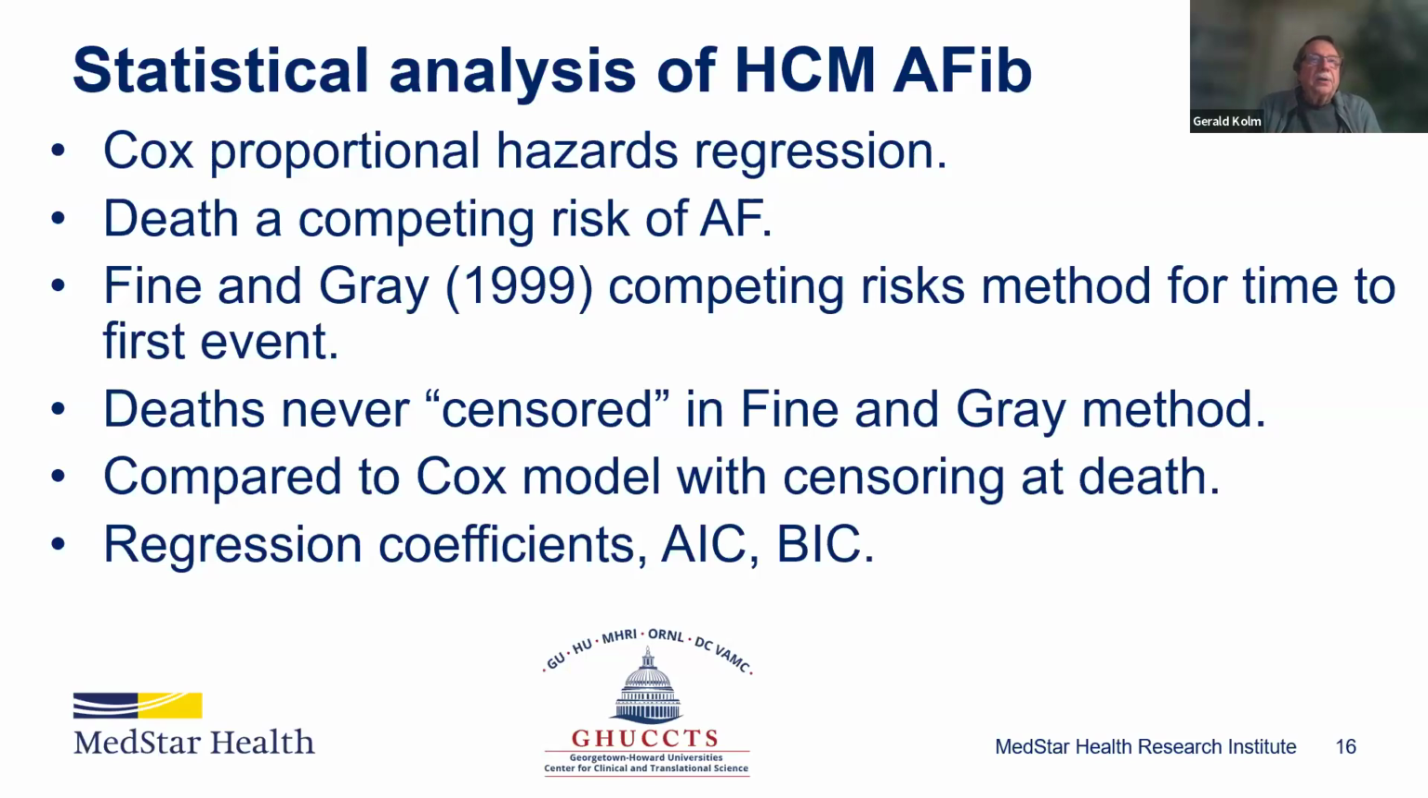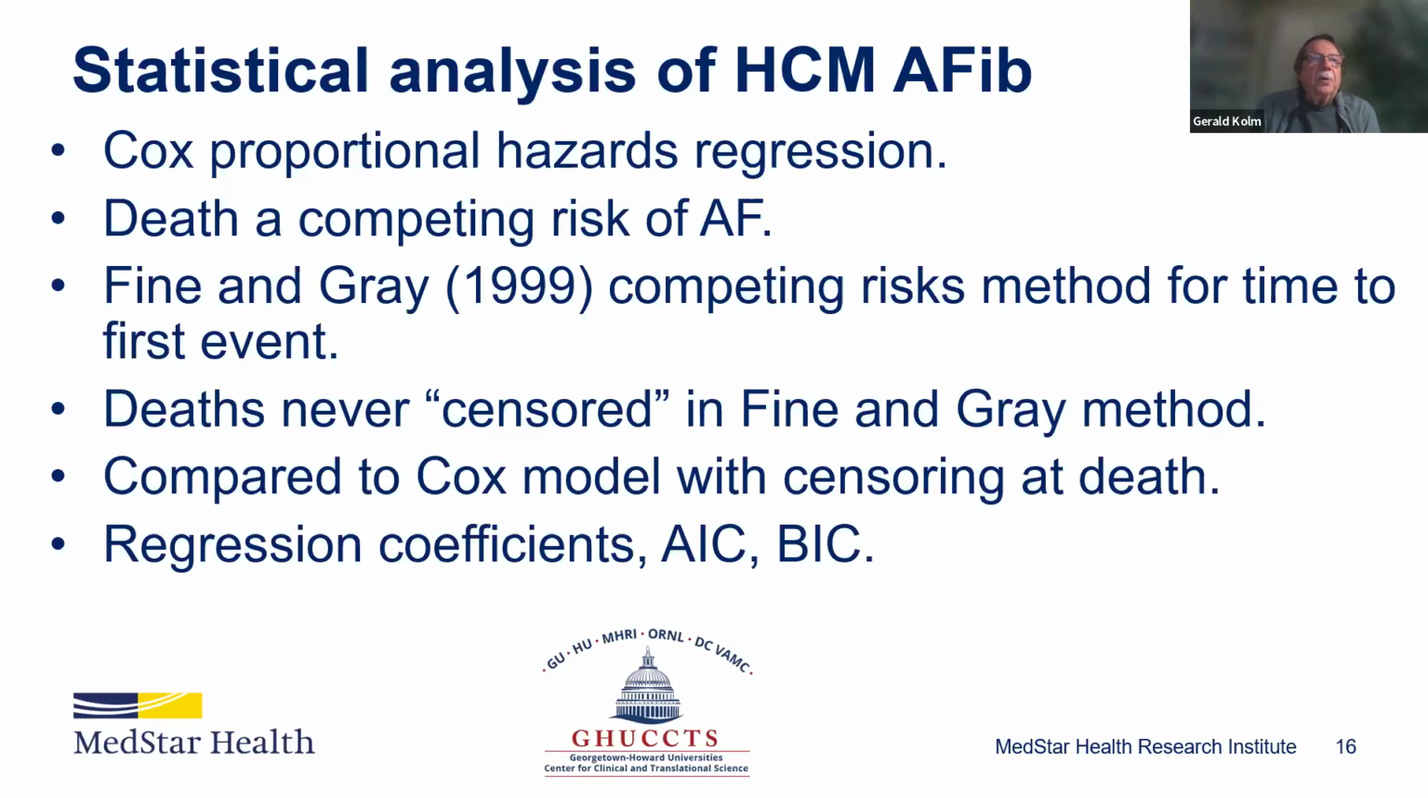Another way is just to censor those that die before their AFib event at death. Just do the regular Cox model with censoring at death. And so what we did is we wanted to compare the results from using the Fine and Gray method versus just censoring patients at death, like you would censor them for any other dropout or loss to follow-up.